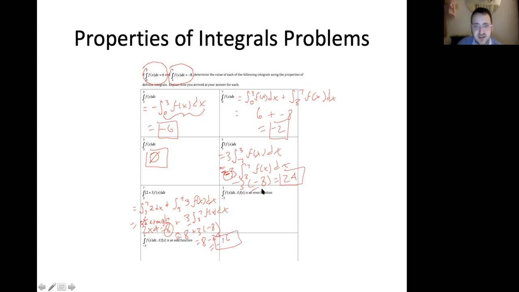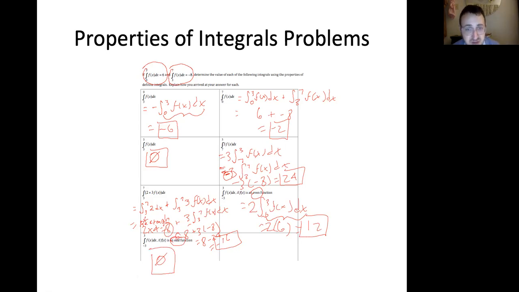Now here I have an even function. So this would be equal to 2 times the integral from 0 to 3 of f of x. Unfortunately, we already know what that integral is. So that's equal to 6, for a grand total of 12. And then when we have an odd function and it's symmetrical, then that is automatically going to be 0.